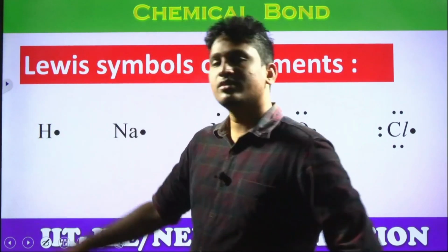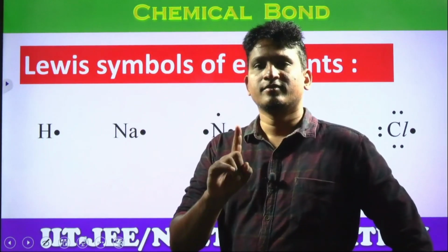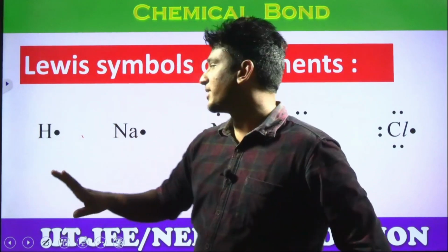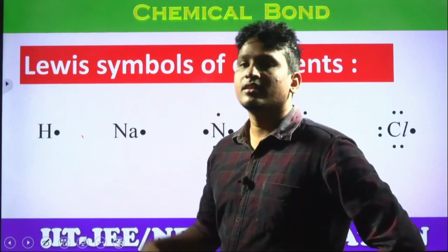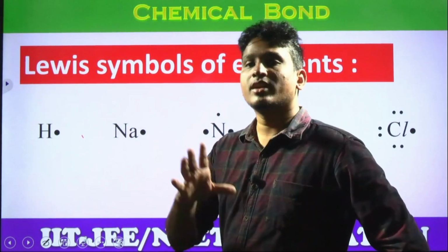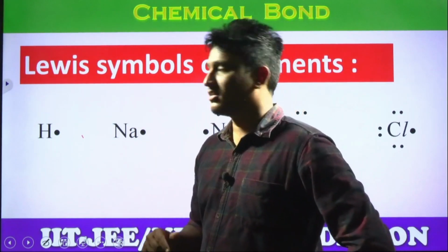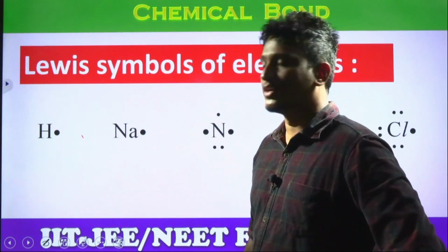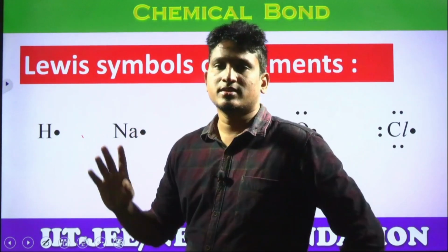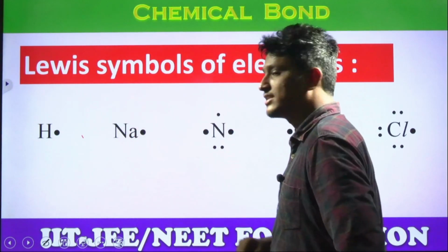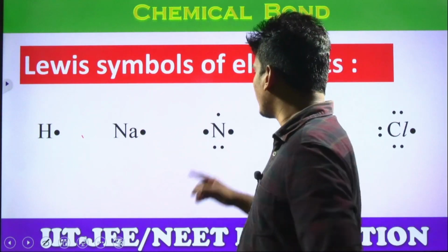Hydrogen, how many electrons are there? 1. So 1 dot. Sir, where to place this dot? Anywhere surrounding that element. So while representing the particular chemical bonding, you have to represent it in a convenient way. Sodium, what is the configuration? The previous example also, 2, 8, 1. Yes sir, how many electrons are there in the valence shell? Only 1, so 1 dot. Nitrogen, write the configuration of nitrogen. What is the configuration?